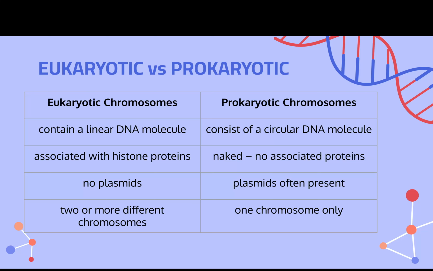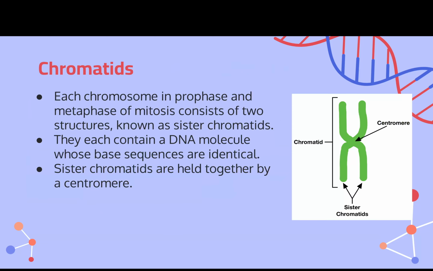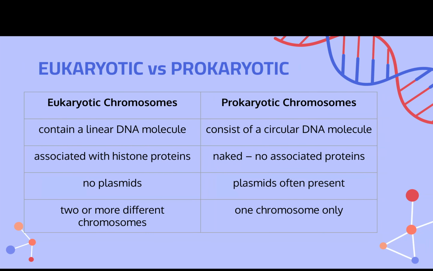The eukaryotic genome doesn't have any plasmids, but in prokaryotes, there are often plasmids, which are basically part of the chromosomes. In eukaryotic organisms, there are usually two or more different chromosomes, but in prokaryotic organisms, there's only one chromosome. Not associated with proteins. Yes, I mean histones. Sorry, I answered that here.